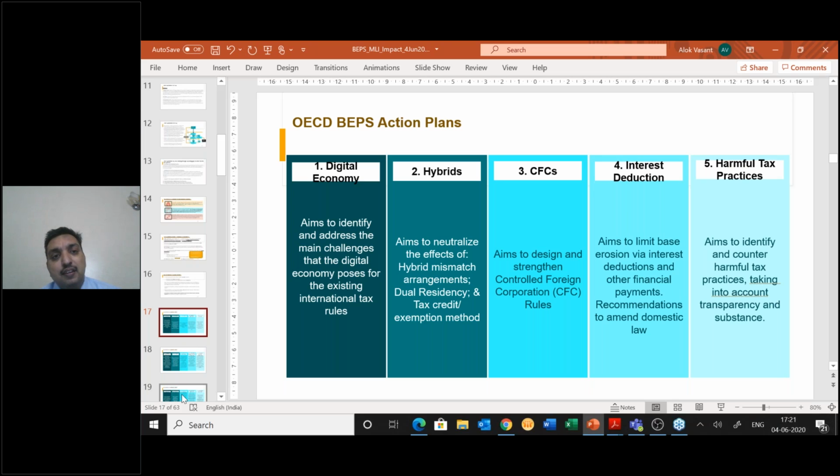The first action plan is on the digital economy. So the countries realize that with the advent of technology, with the advent of high-speed internet, a lot of transactions can be done over the net. There is e-commerce, there is mobility, there is data availability, and which has actually pushed aside the requirement of a physical presence. You don't need a physical presence.